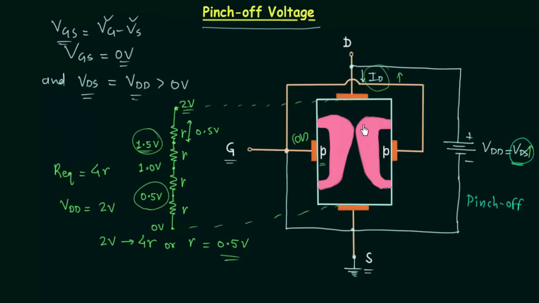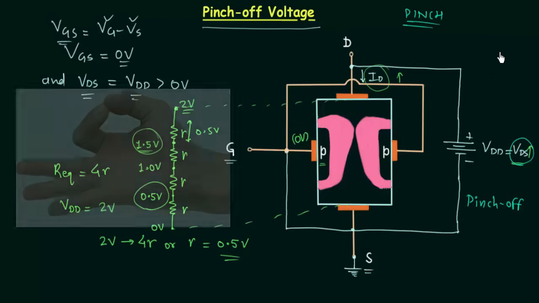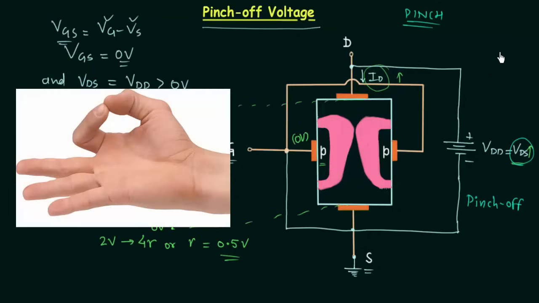When you see the two depletion regions, it will look like a pinch. So what is a pinch? We will first discuss the word pinch. Pinch is an act of gripping an object or substance between two fingers. From the shown figure, it is very easy to understand what a pinch is. And when you see the two depletion regions, you will find it is like a pinch.